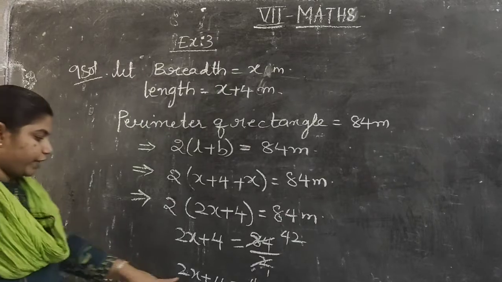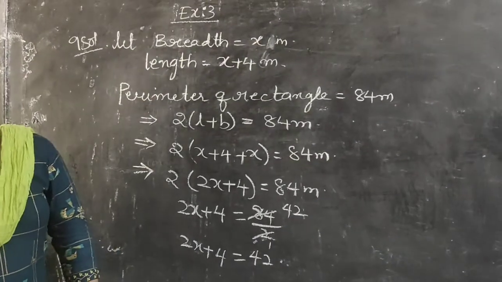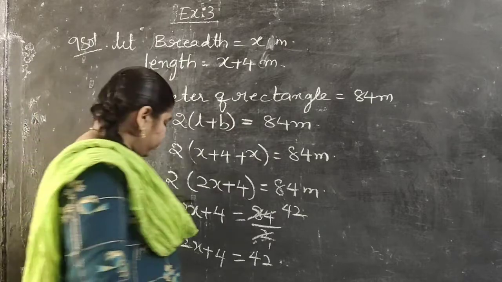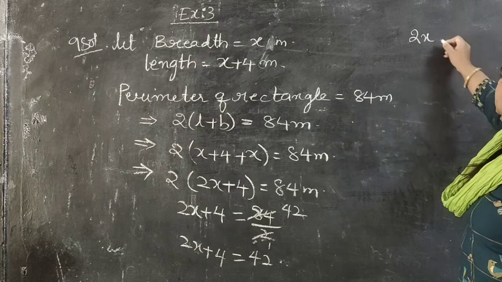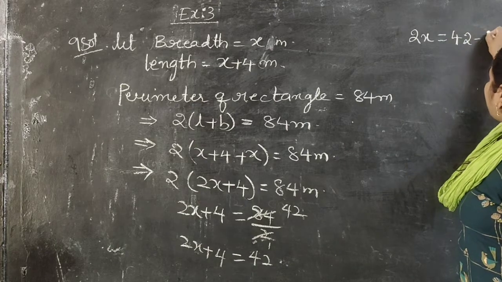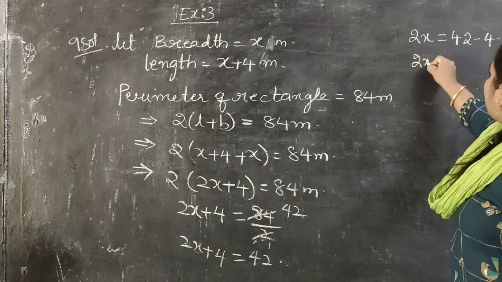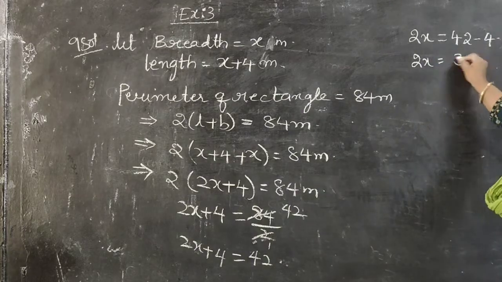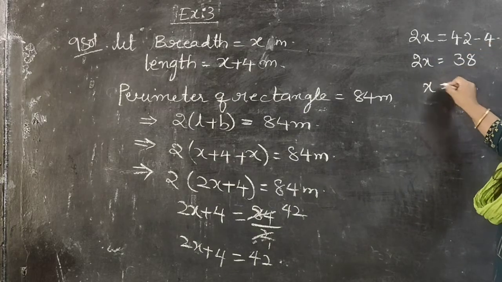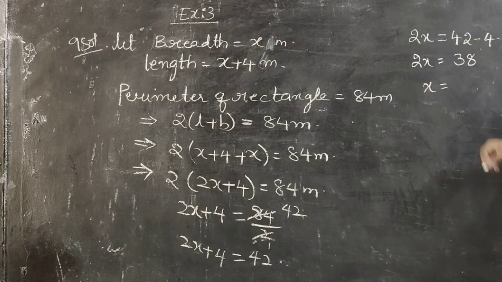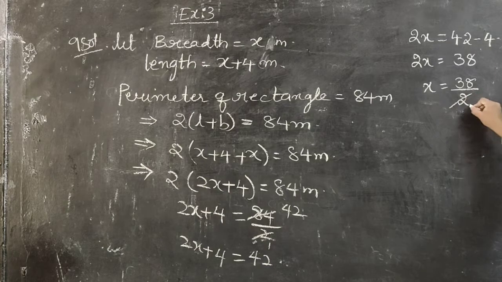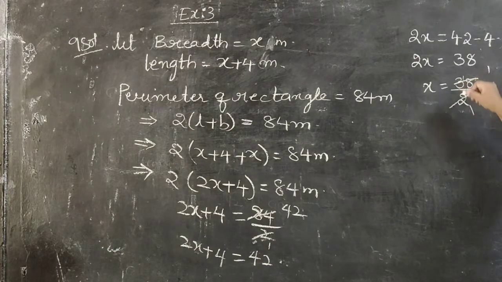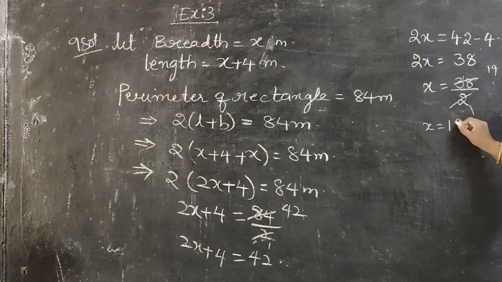Now which value we have to find? We have to find the x value. So transpose this 4 to other side. Plus 4 if you transpose to other side, that will be minus 4. So 2x is equals to 42 minus 4. So that will be how much? 38. Now x is equals to, send this 2 to other side, that will be converted into division. So that will be 38 by 2. 2 ones are 2, 1 will be remaining, 2 9s are 18. So x value we got it as 19.